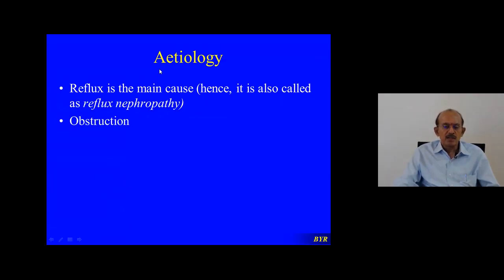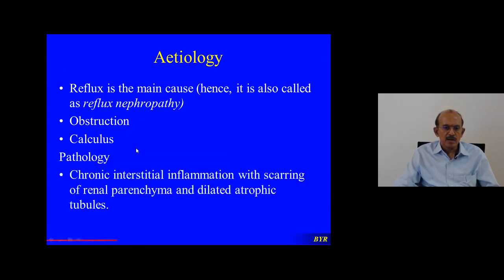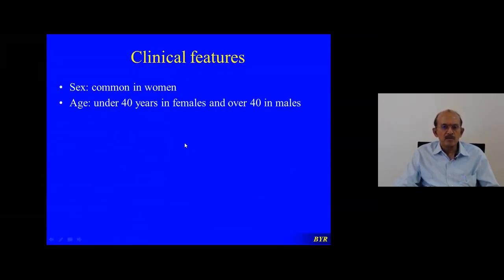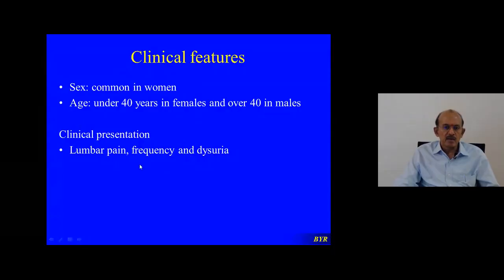So etiological factors for chronic pyelonephritis is reflux, obstruction, calculus. So pathology, there is chronic interstitial inflammation with the scarring of renal parenchyma and dilated atrophic tubules. Seen more commonly in women, age under 40 years in females and over 40 years in males. Clinical presentation, lumbar pain, frequency and dysuria.